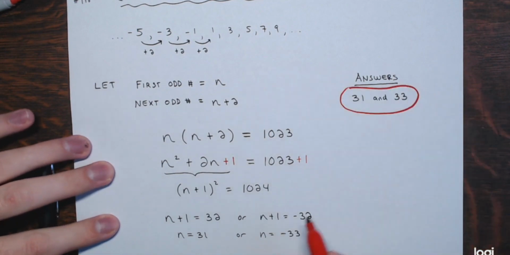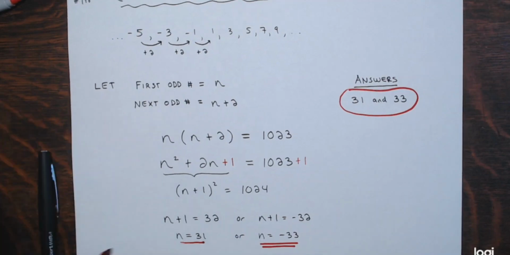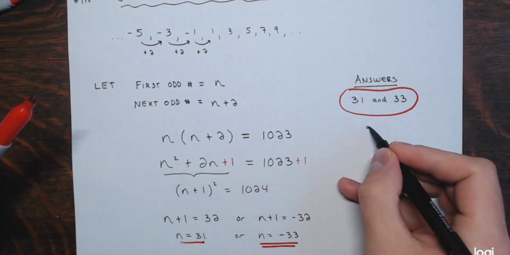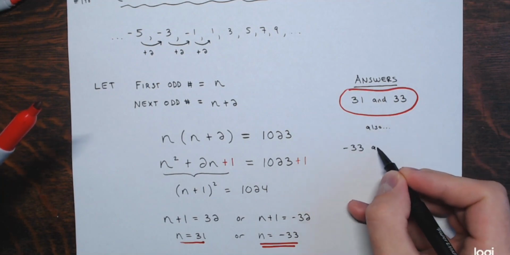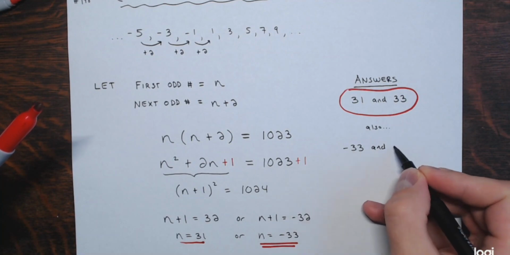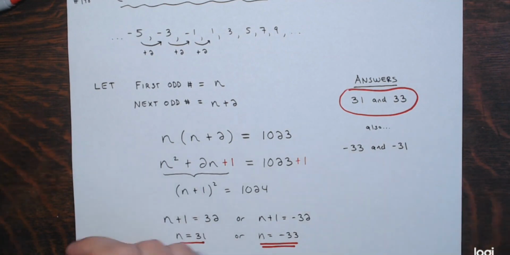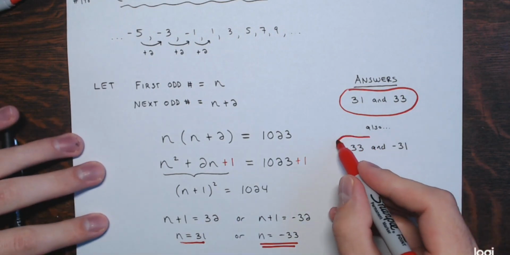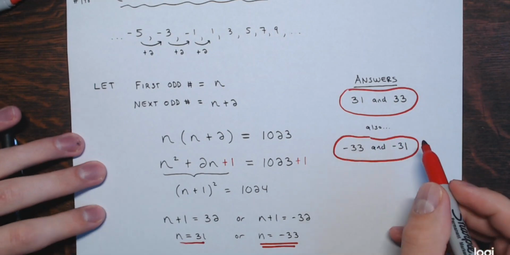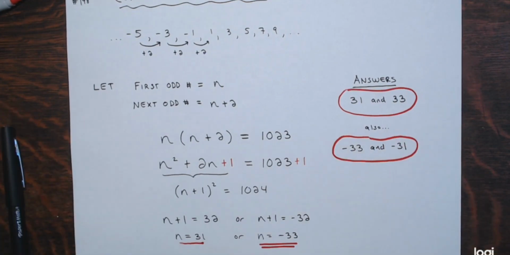But that's when n was 31. The other answer comes when n equals negative 33. Right? How about also negative 33, and the next consecutive odd would be negative 31. And those are consecutive odd numbers whose product, when you multiply them, would give me positive 1023. So both are good, right? You should be accepting both, writing both. All right, wonderful. Next question.